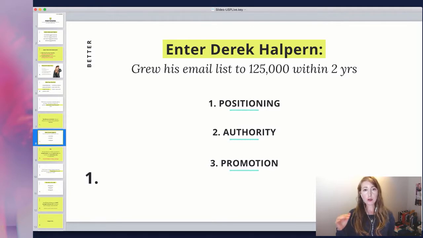You can position yourself with your thought leadership content. You can build authority by getting guest posts and writing for different publications. And then you can promote it authentically because you have content that you know is really good that you want to share and that other people want to share as well.